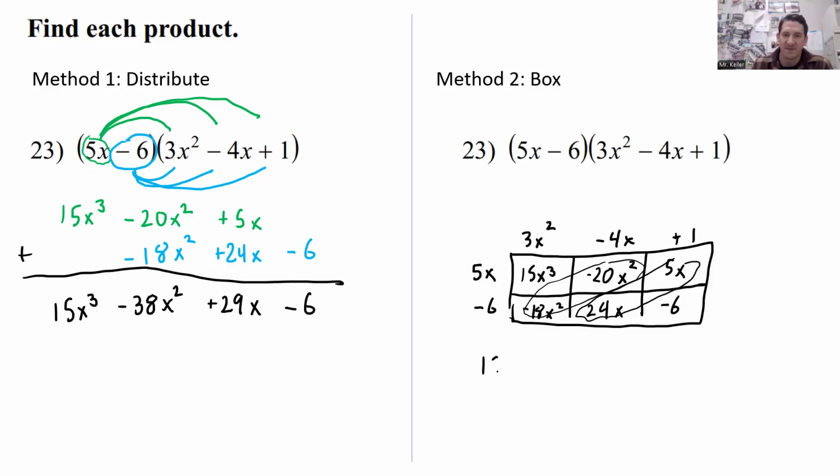So I'm going to start with my 15x cubed, combine the x squared. So negative 18 combined with negative 20 is negative 38x squared. Combine the x's, so 24 plus 5 is 29x minus 6. And there you have it.